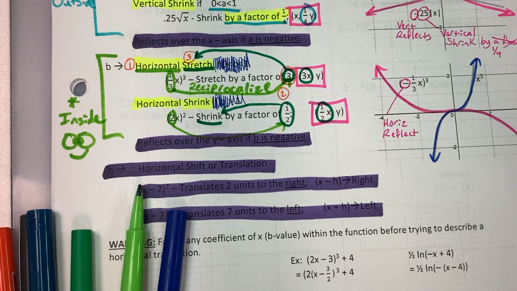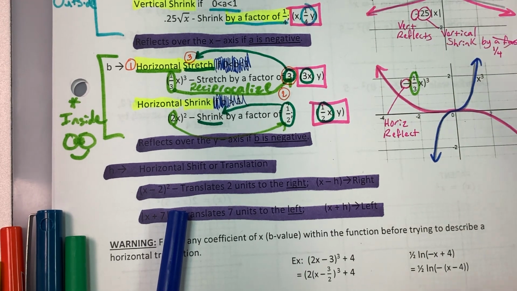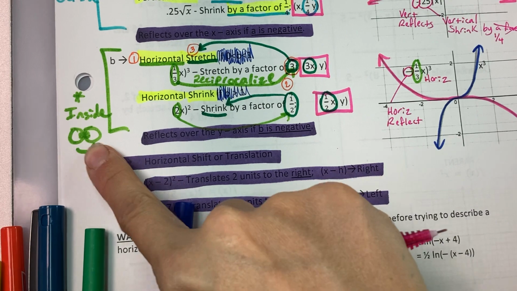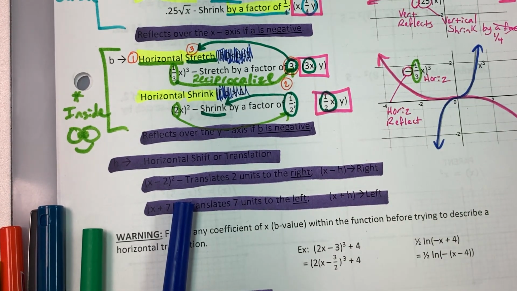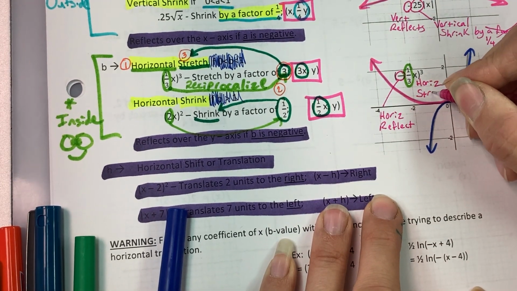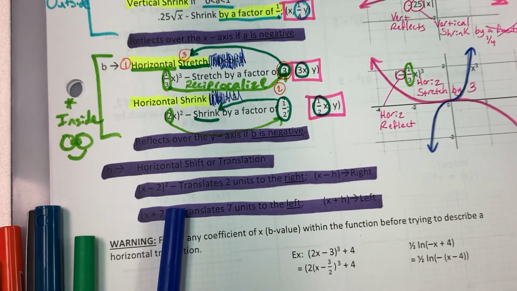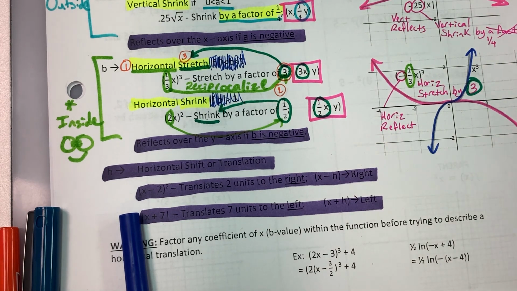So horizontal reflection. Now for the 1/3. We see that it's on the inside, so we know this is horizontal. We cross our eyes and reciprocalize that number to be 3. 3 is a stretch number, so horizontal stretch by 3. So again, those horizontal ones are really quite tricky.